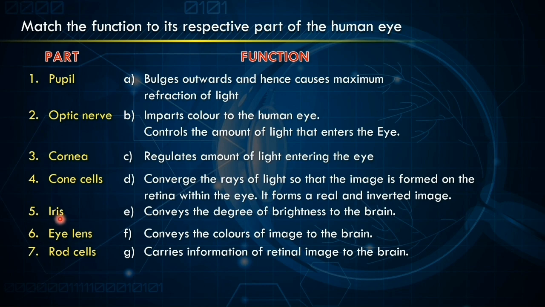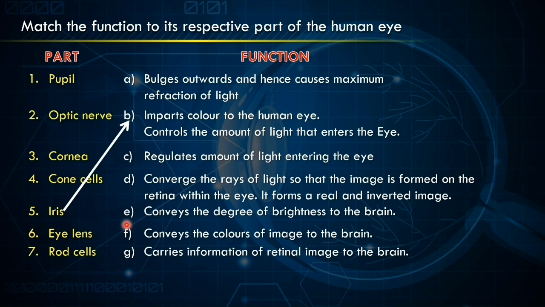Etia next soa iris. So I hope tumaluke etia definitely jana je irisor ki function. So mainly it regulates the amount of light that entering the eyes, and the second function is it imparts color to the eye. So yeah, definitely option B is the correct match, right? It imparts color to the human eye.